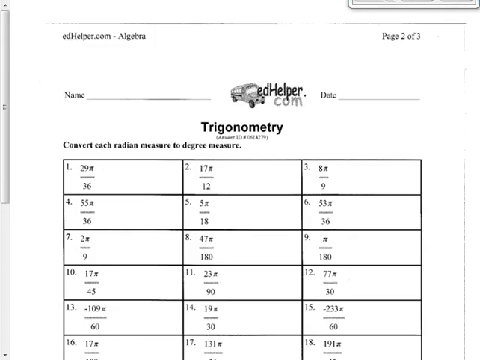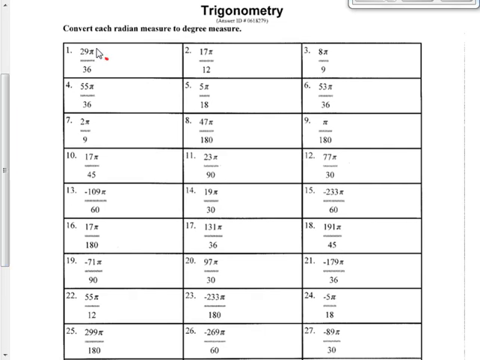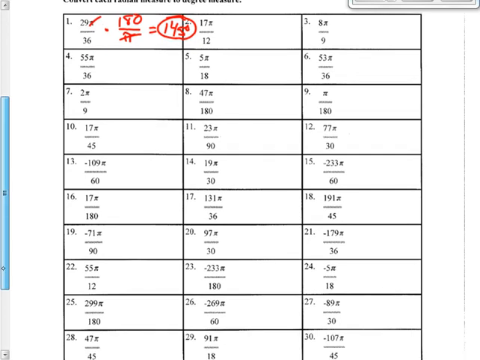Second page of this is going the other way. So I'm going to convert the radians to degrees. I'm doing the same exact thing, except I want to get rid of the radians. So I get rid of the pi, and so I need to have 180 over pi. So the pi's are going to cancel each other out right away. Then I have 29 times 180, and then I'm going to take that number and divide it by 36, which gives me, in this case, 145 degrees. So don't make these harder than they need to be.